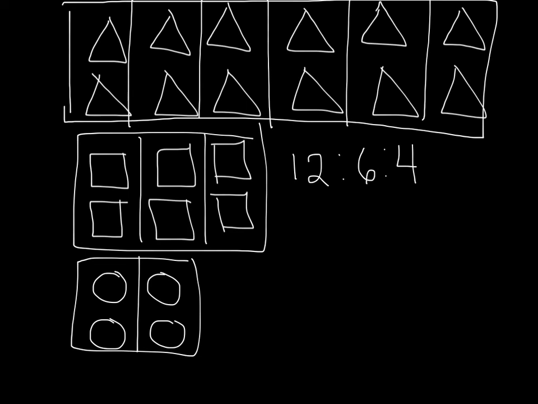But if I put them in groups of 2, I recognize I have 6 groups of triangles, and then I have 3 groups of squares and 2 groups of circles. So this ratio can also be written 6 to 3 to 2. And so if you're able to simplify fractions, then you're able to simplify ratios with 2 parts. And if you can do them with 2 parts, then adding a third really doesn't make it any more difficult.